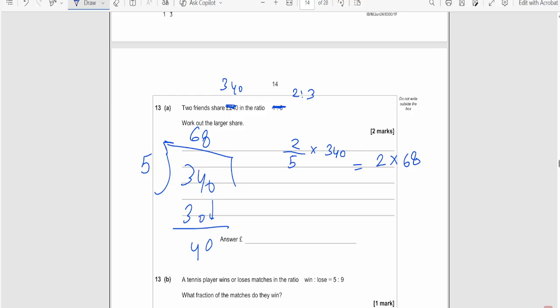Now you multiply 68 with 2, so you get plus 8 is 16. Is it 116? Now check your calculation again.